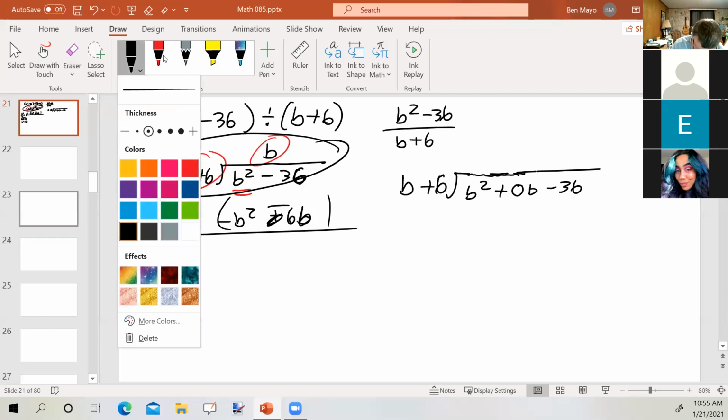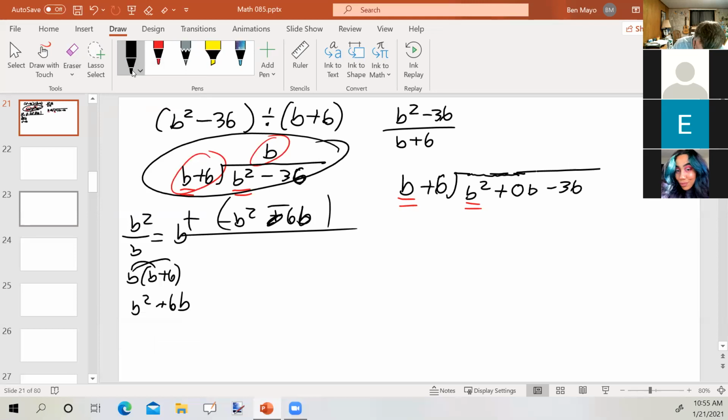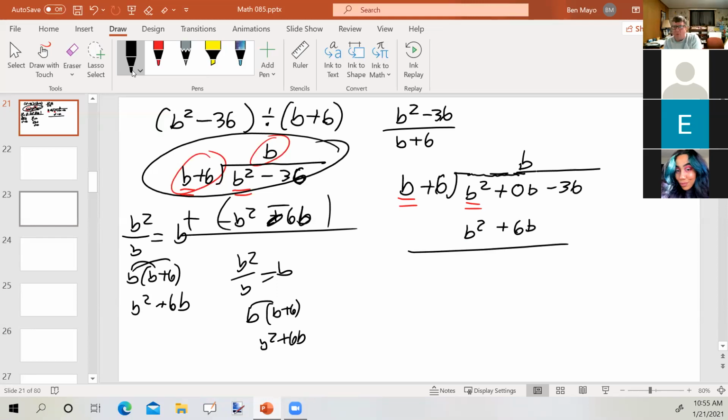Okay, so I'm going to focus on the leading terms. I'm going to get b squared divided by b, which is b. That's going to go right there in the b column. Then I'm going to take b times b plus 6, and I'm going to get b squared plus 6b. It lines up with that 0b column that I created. So now things work out nicely. I'm going to subtract that quantity from what's up above, change it to addition of the opposite and add up the columns.